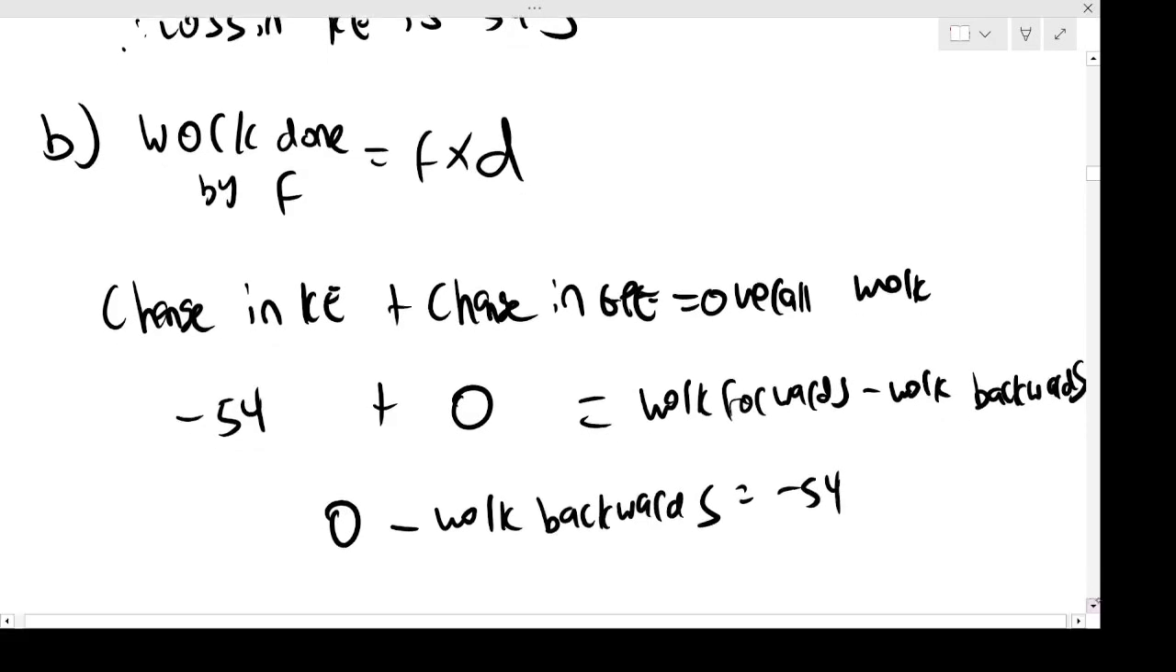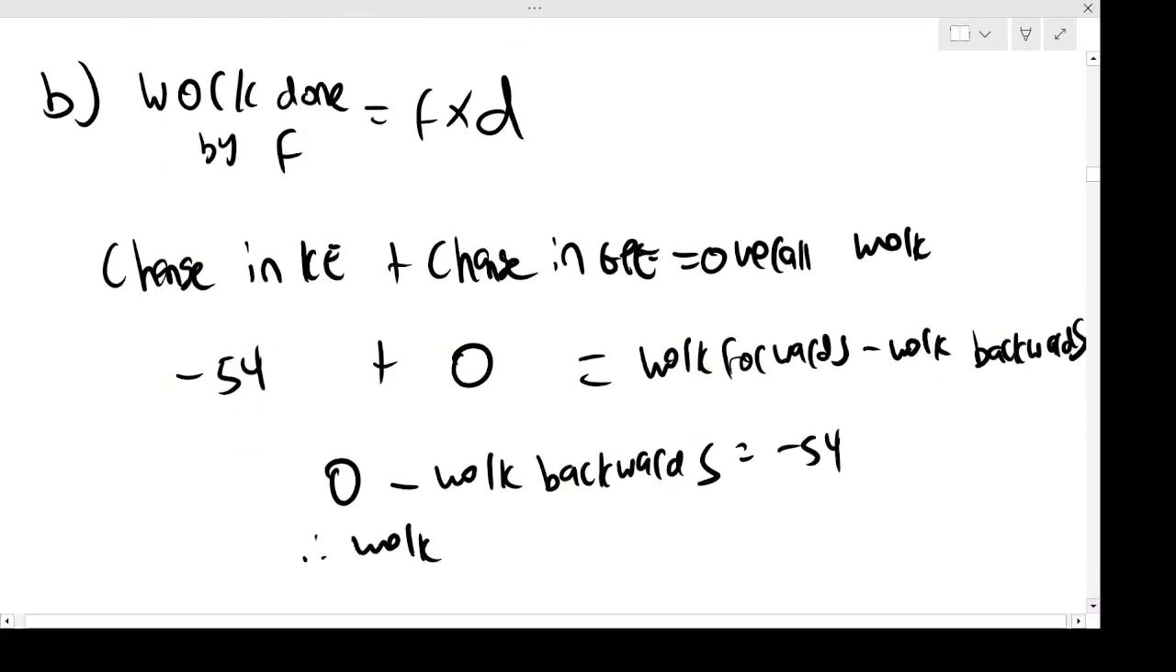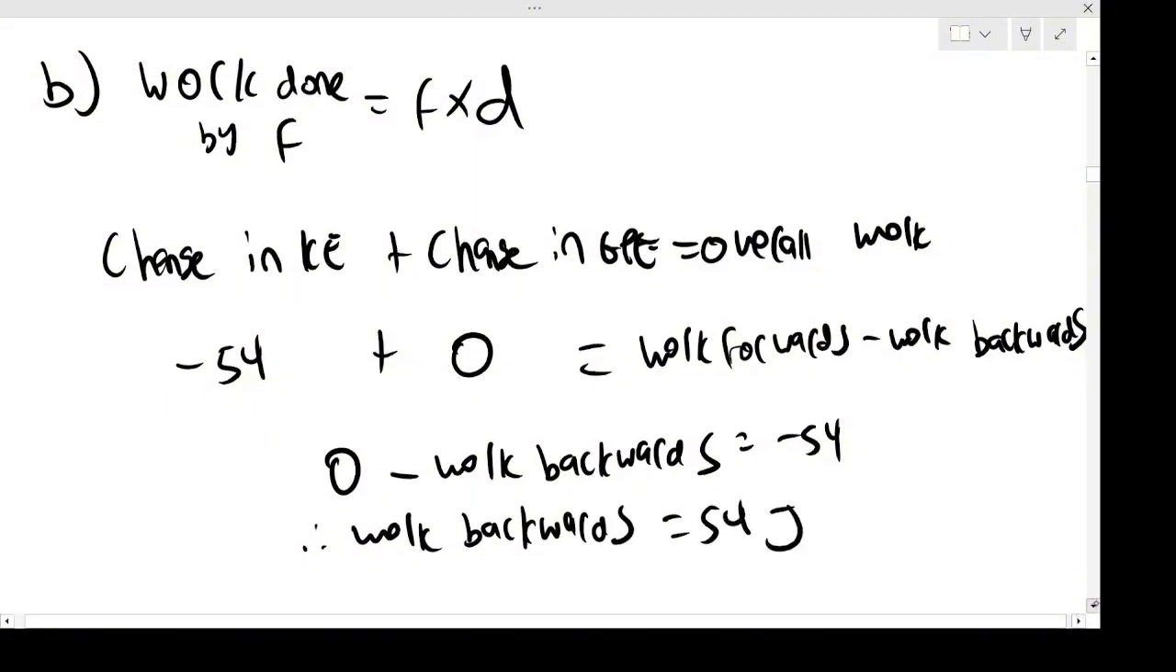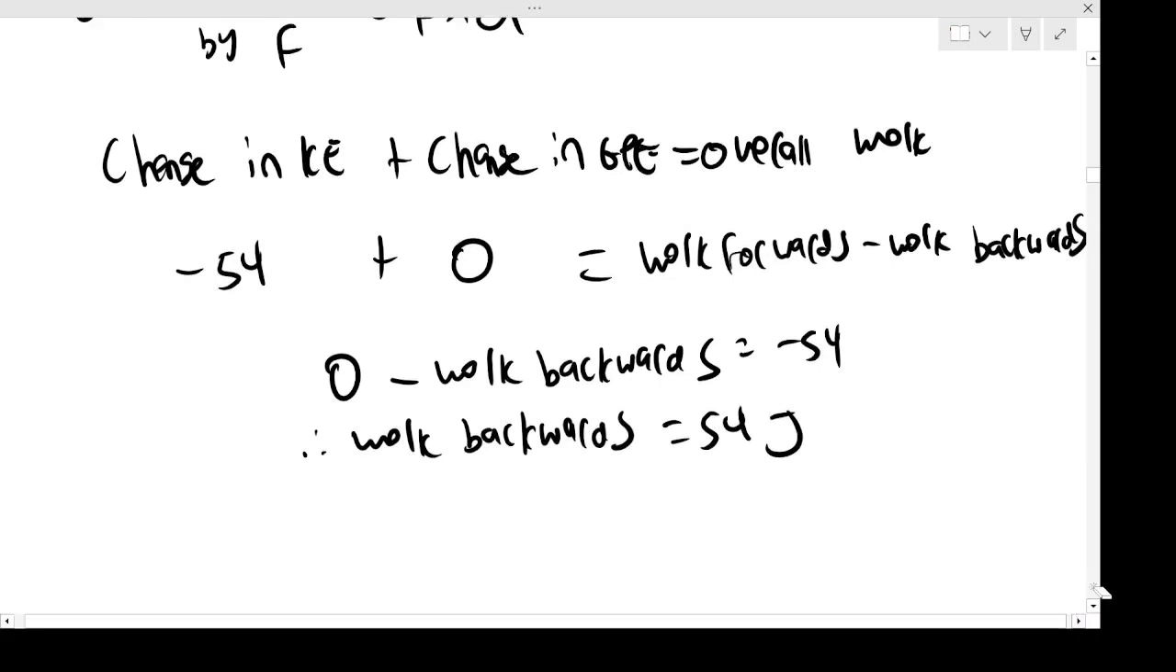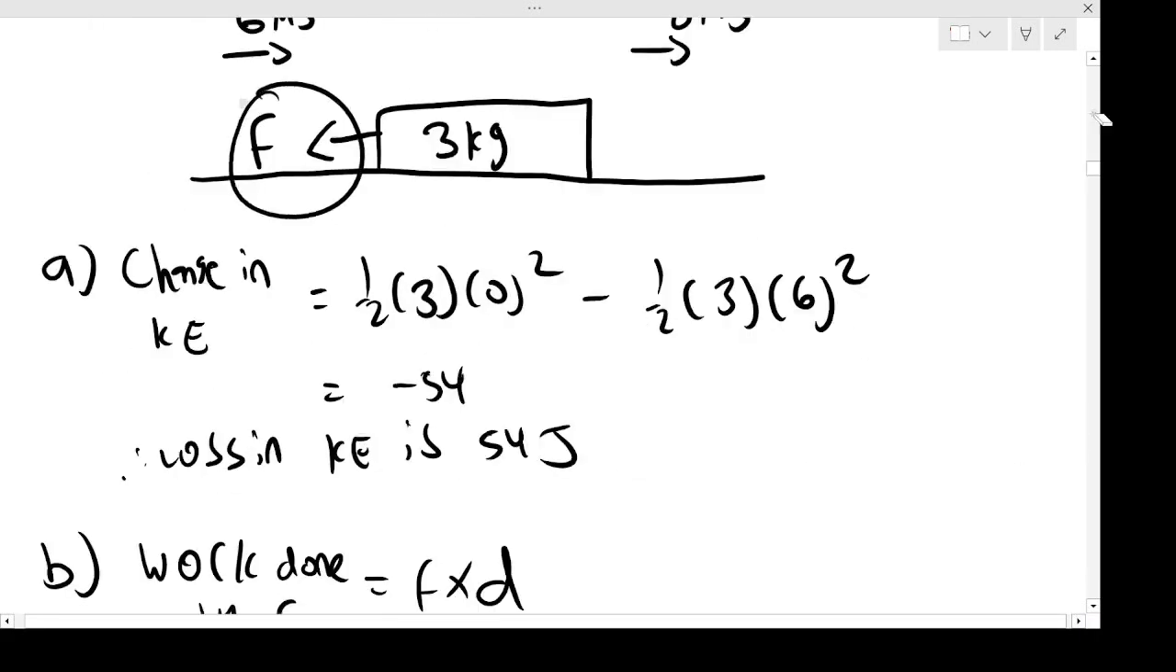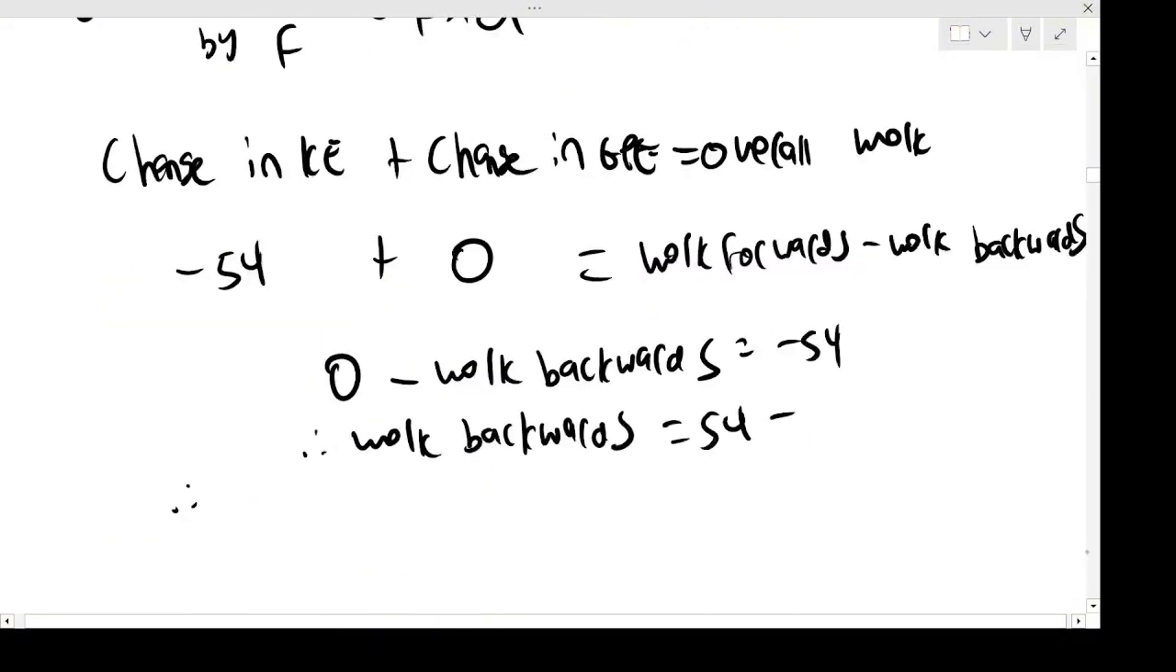But then very simply we therefore get the work backwards is just 54 joules, right? The negatives cancel. And so therefore, because the backwards force is indeed the friction, the work done by friction is this backwards. So work done by friction is 54 joules. Okay. And so there we are.